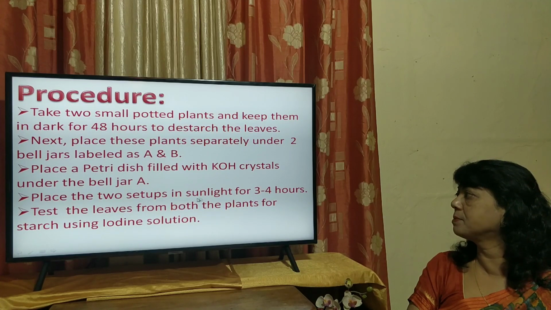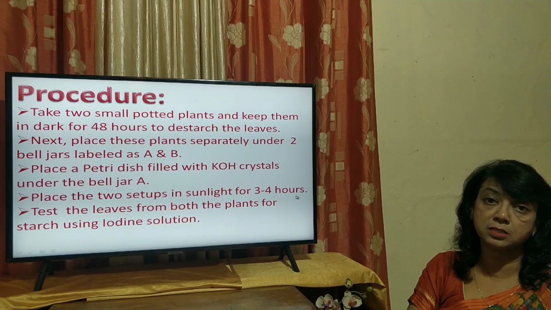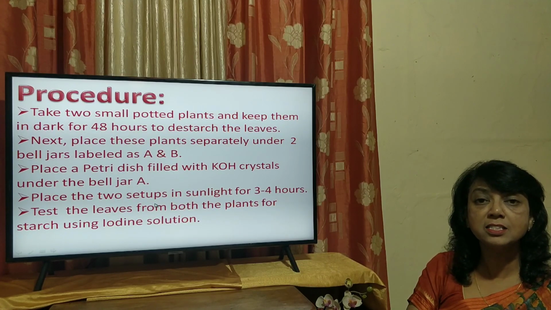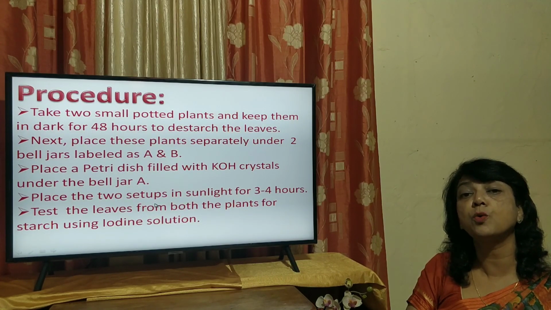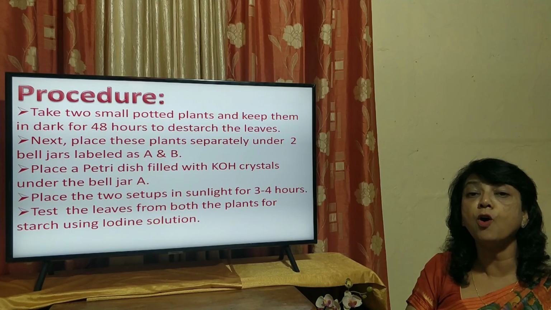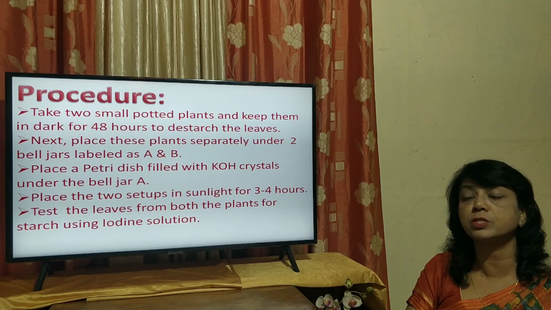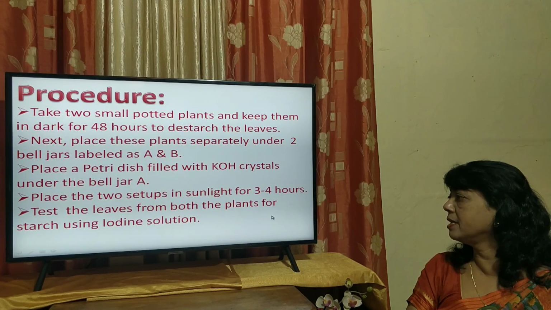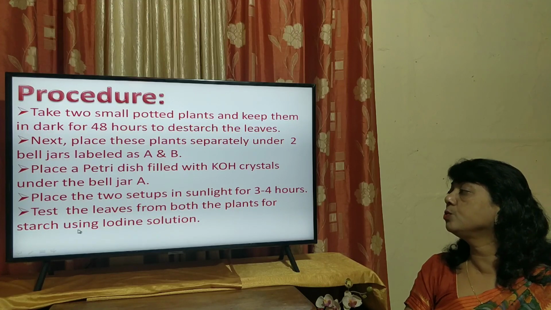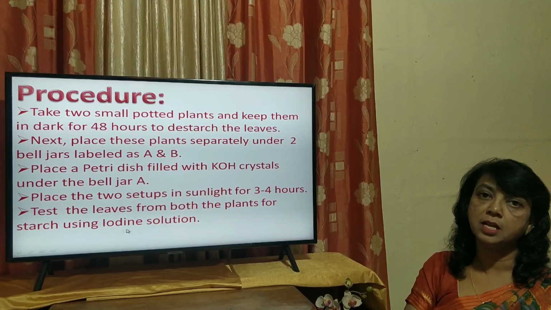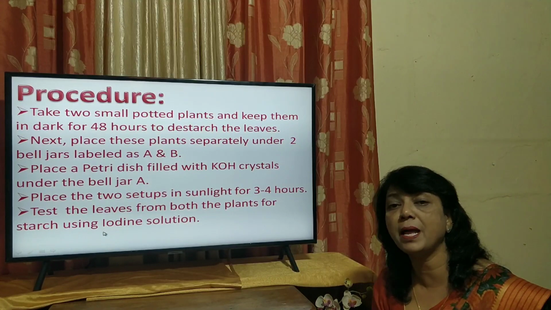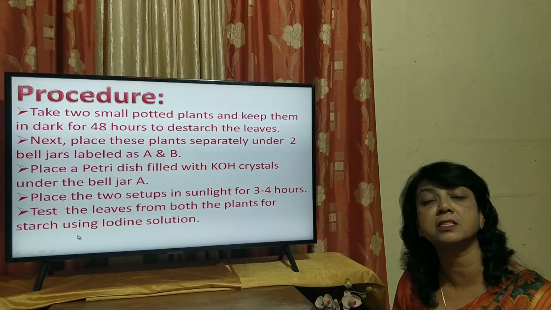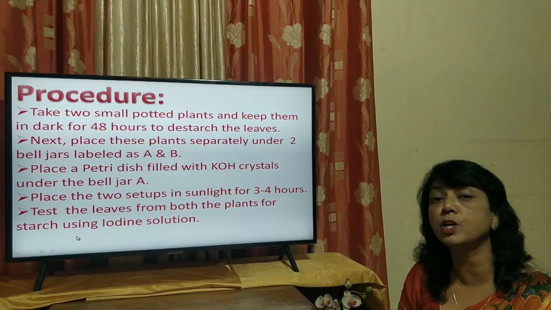Place the 2 setups in sunlight for 3 to 4 hours. Our purpose for keeping them in sunlight is to enable them to prepare their food, or for photosynthesis to take place. Test the leaves from both the plants for starch using iodine solution. Now we will pluck the leaves from the plants and then we will perform the starch test as I have told you earlier.